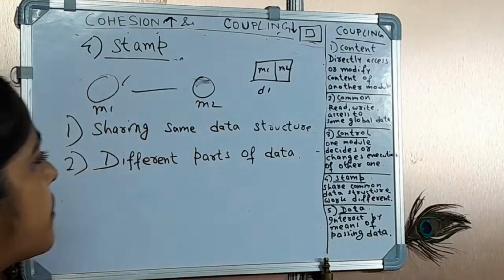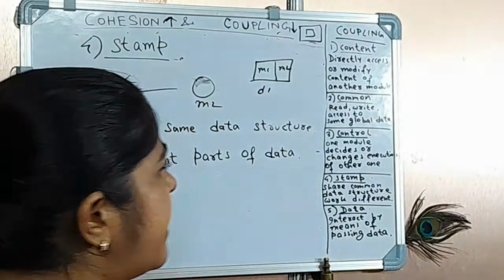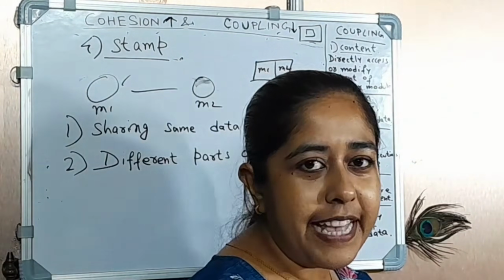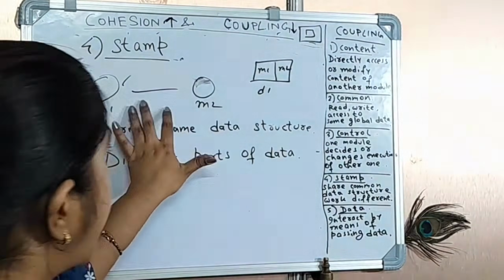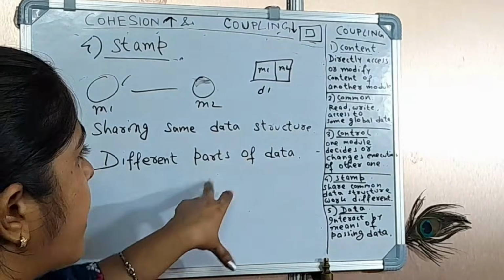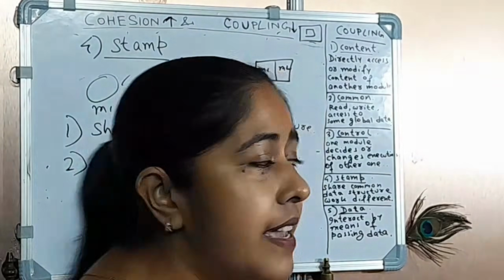So this kind of thing is known as stamp coupling. Here the name doesn't suggest the function of the coupling, as the previous ones did, but mainly what is happening here is that they have the same data structure but work on different parts of the particular data.